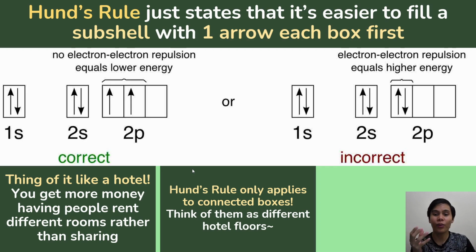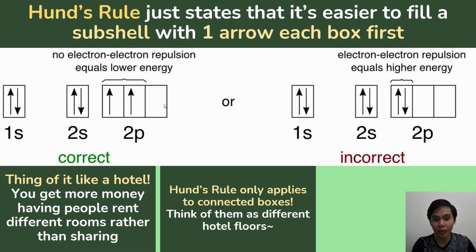Another simple way to think of this is to think of your orbitals as hotel rooms. If you think of it like a hotel, you get more money from having guests in each hotel room than letting the guests share. So you'll want the guests to occupy different rooms first before you start letting them share rooms. So in this case, for example, it's correct to have one arrow each in your 2p orbital rather than to shove 2 arrows into one box.